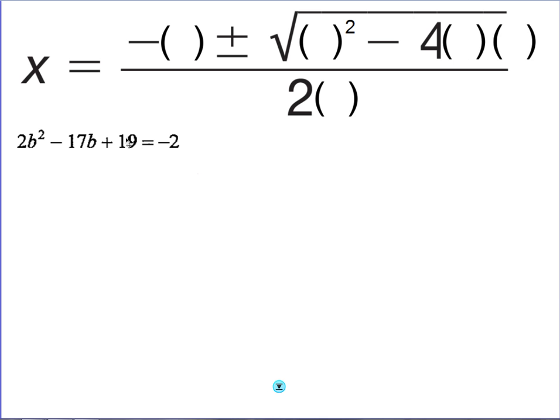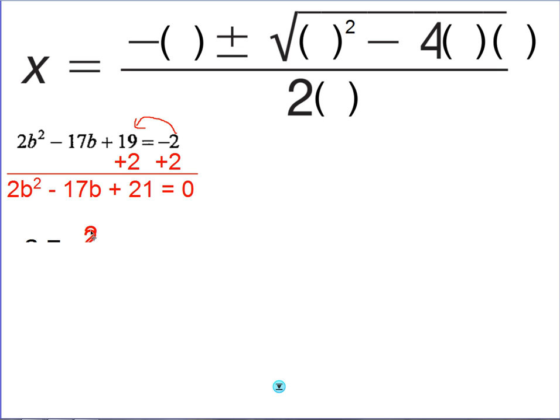My next example, it's not equal to 0. There's a negative 2 after the equal sign, and I need that to not be there. I have to move it over here. In order to move it to the left-hand side of the equal, I have to add it to both sides. So I get 2b squared minus 17b plus 21 equals 0. Then I can get my A, B, and C. So then I can sub in negative 17. Oh, look, we're going to have a negative, negative again.